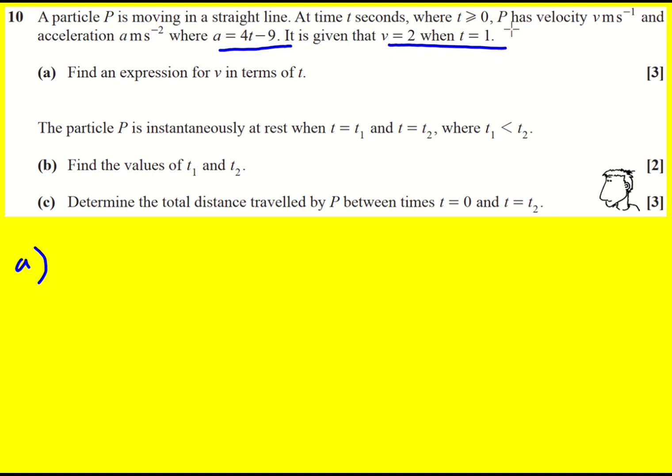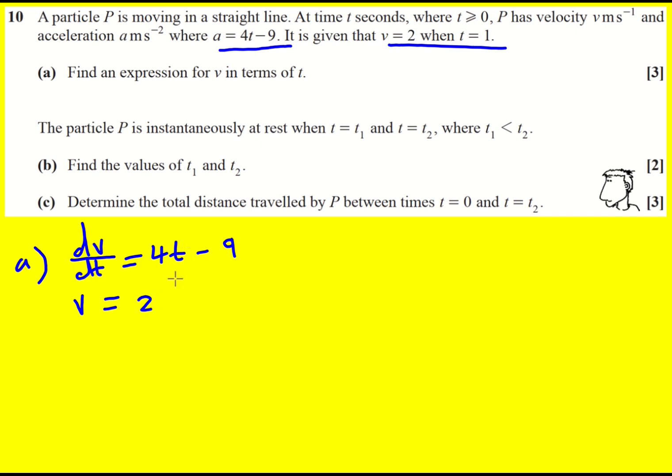We're also given that v is 2 when t is 1. So I'm going to write down a differential equation for this technically. It's dv by dt, that's my acceleration, is going to equal 4t minus 9. And therefore, to work out v, we integrate. We've got the derivative, we want to work back to v, so we're going to need to integrate. I'm not going to put the integral sign around it, I'm just going to go straight for it.